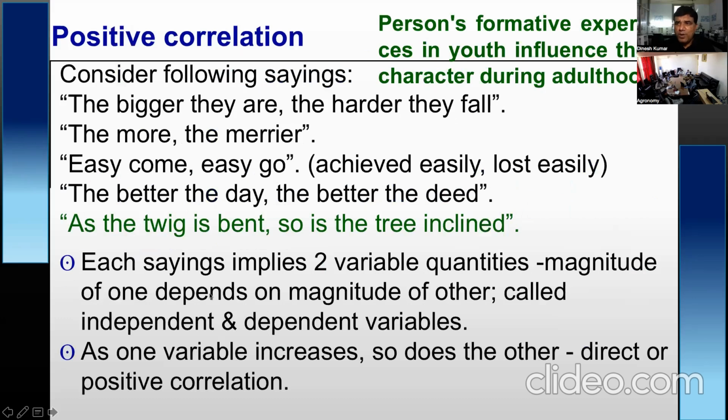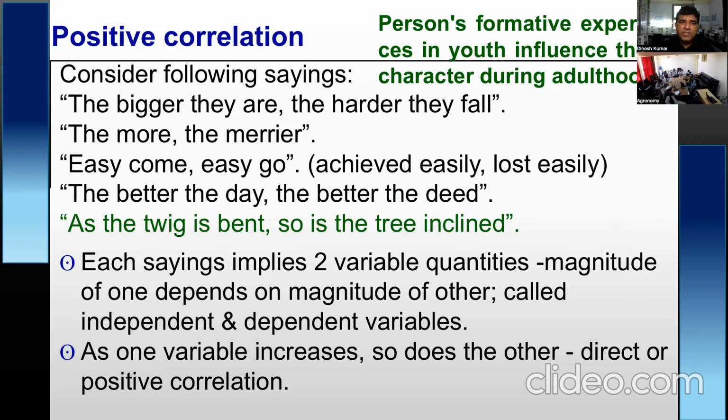Now, I have told you what is positive correlation. Positive correlation is when one variable is increasing, the other variable is also increasing. Or you can say when one variable is decreasing, the other variable is also decreasing. Such kind of relationship is called positive correlation.